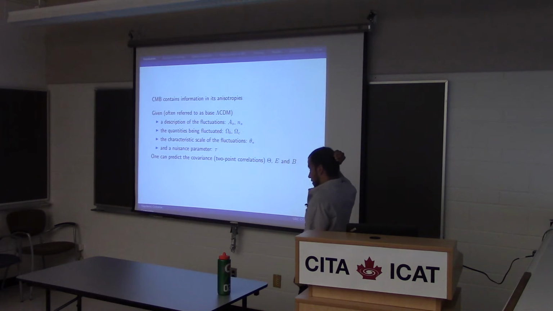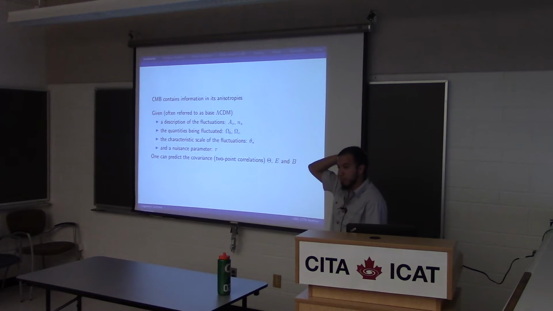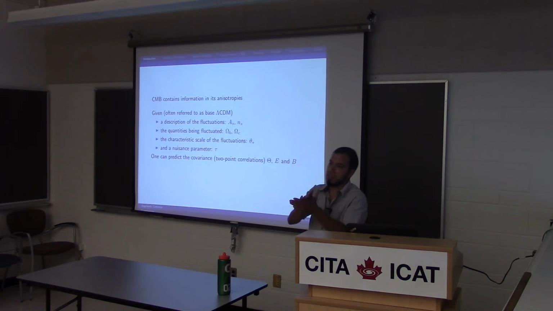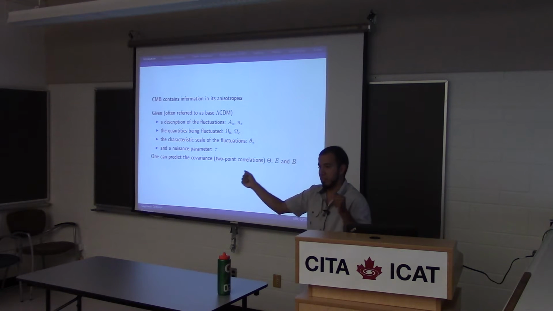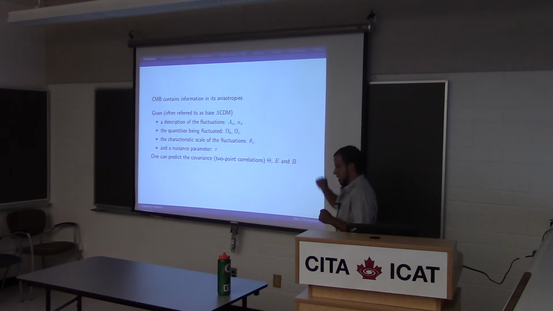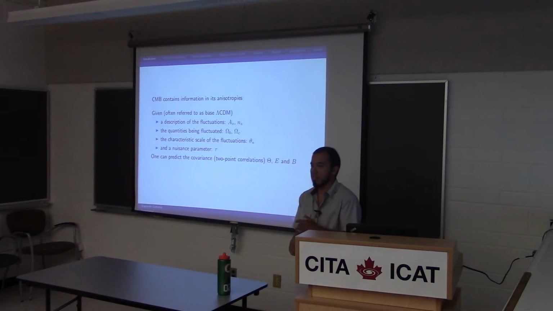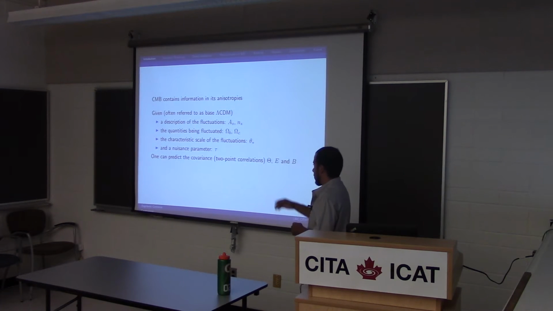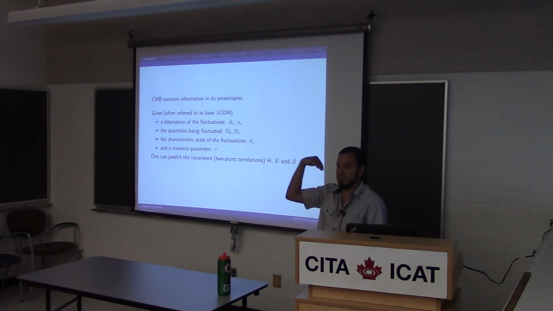So to start, you need a description of what's causing the fluctuations. The power spectrum is talked about in terms of a scale, A sub s, and N sub s tells you how the perturbations change depending on scale. And then you need to specify the things that are being fluctuated, so the baryons and the cold dark matter. And then you have some scale of the fluctuations, which tells you how far away the CMB is from us. And then, as always, there's a nuisance parameter we call tau, which is the optical depth to last scattering.